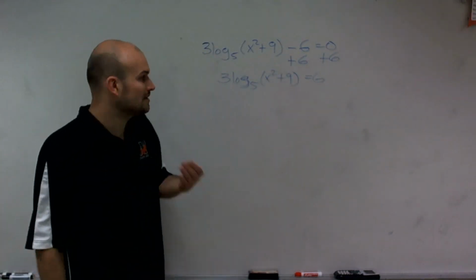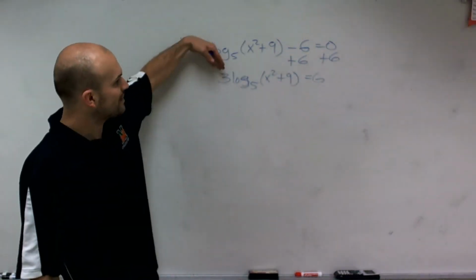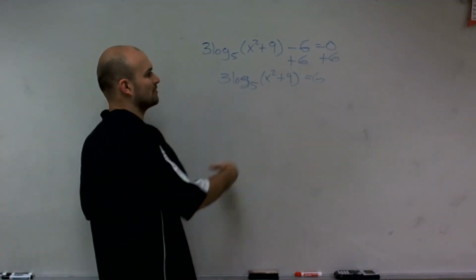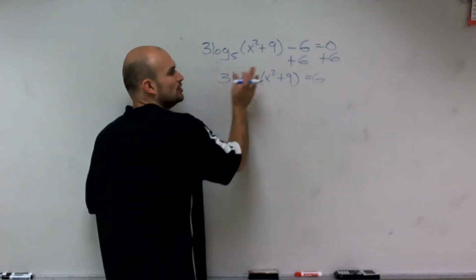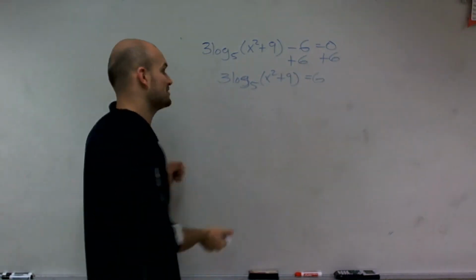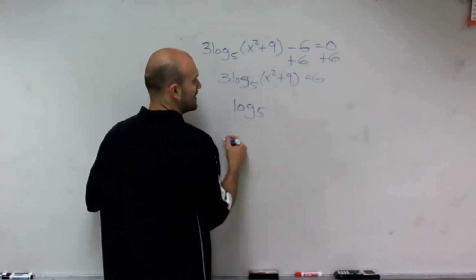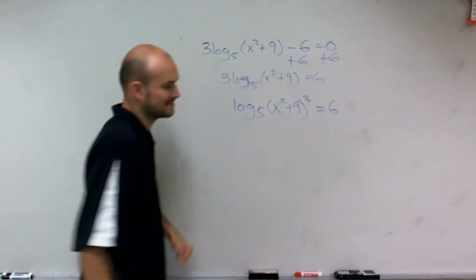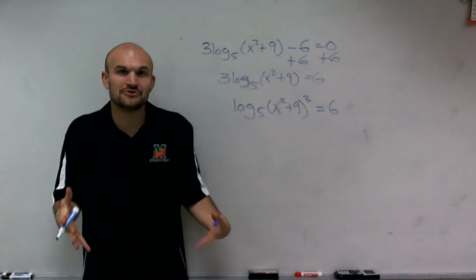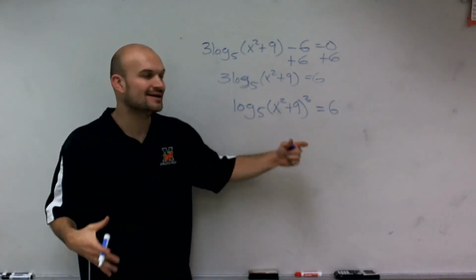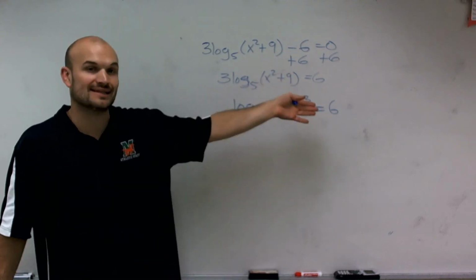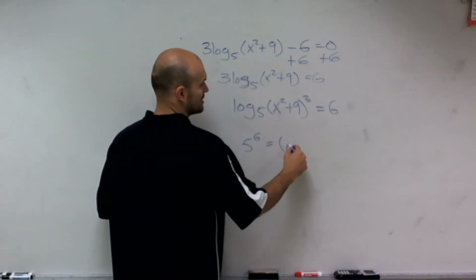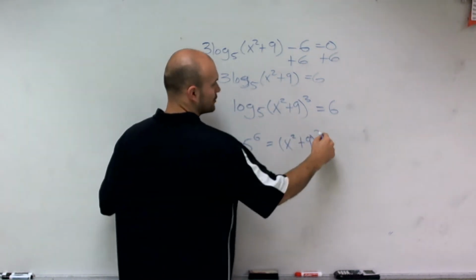Now the next thing I need to do is use the power rule of logarithms to rewrite the multiplication by 3 as my exponent within my logarithm. Remember, the power rule of logarithms states if you have a number multiplied by your logarithm, you can rewrite that as an exponent inside your logarithm. So I can rewrite this as log base 5 of x squared plus 9, cubed, equals 6. Now you can see this is in logarithmic form, so to solve for this, I can rewrite it in exponential form: 5 to the 6th power equals x squared plus 9 cubed.